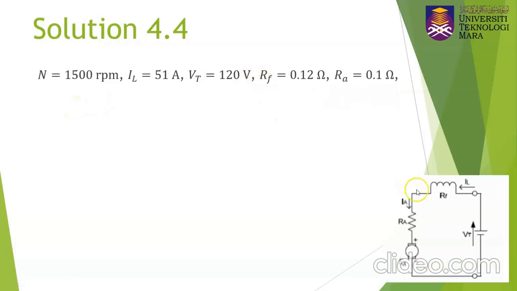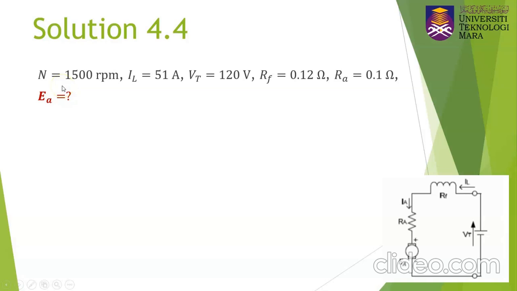So for the solution, maybe we can start by drawing the circuit first. Here is the circuit for the DC series motor. The speed is given as 1500 RPM. IL is given as 51 ampere, which is the current flowing from the supply. V terminal is equal to 120 volts. RF is given as 0.12 ohm, RA is given as 0.1 ohm. So here 0.1 ohm, here 0.12 ohm. First, the armature current. The question is asking for the value of the counter EMF.